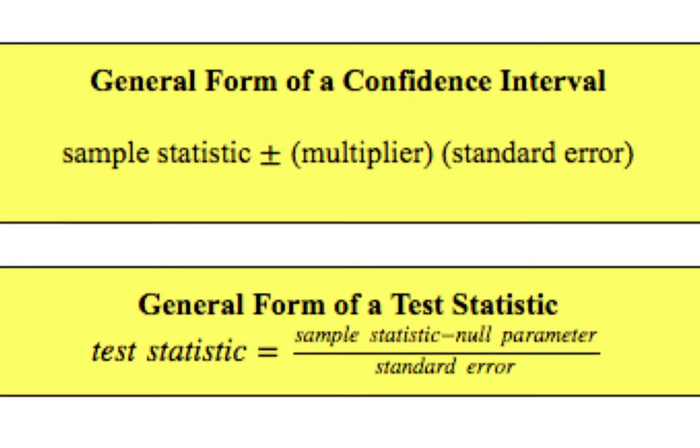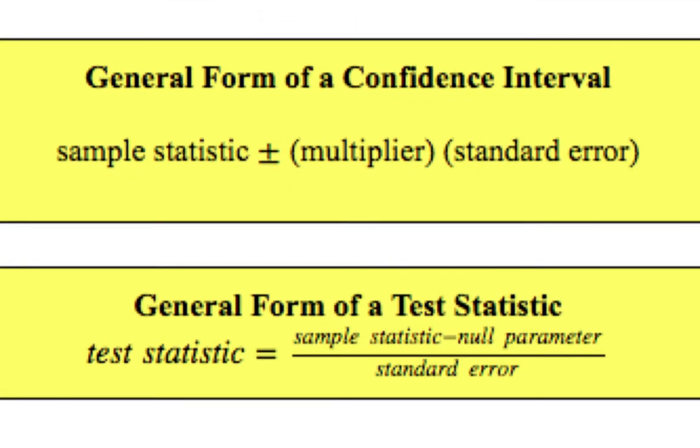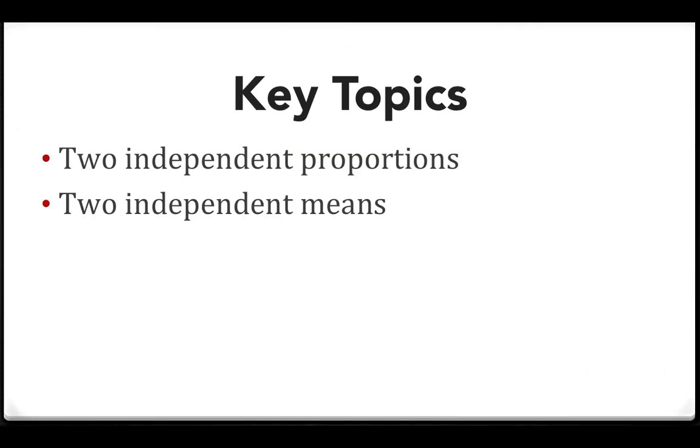These are the general formulas for confidence intervals and test statistics. All of the procedures that we covered last week followed these general forms, and all of the procedures that we'll cover this week will as well. We'll cover procedures concerning two independent proportions and two independent means this week. For each topic, we'll learn how to construct a confidence interval and how to conduct a hypothesis test.